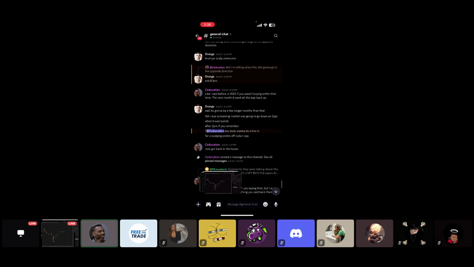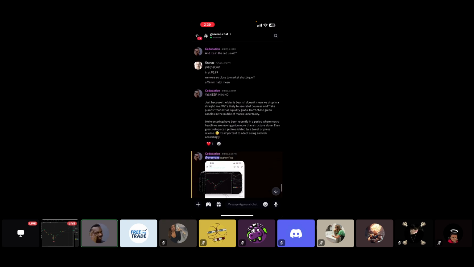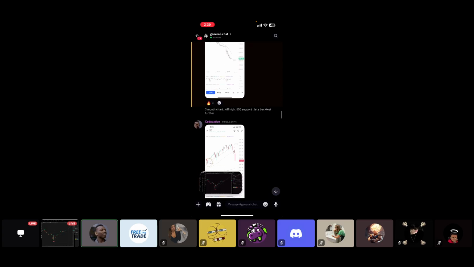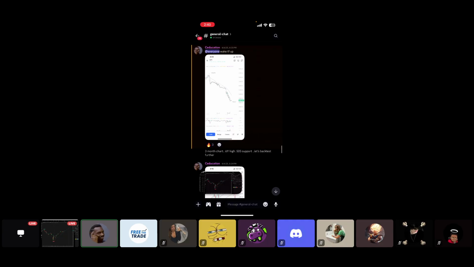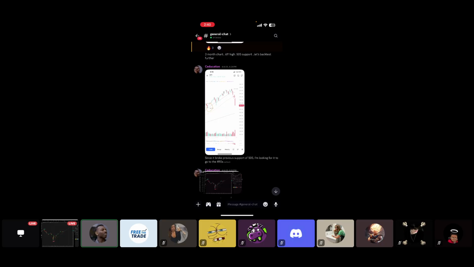I was back testing, looking at other times in history, and the price did exactly what it's doing now. So I'm gonna go to that exact date, April 7th. I'm showing SPY. I'm seeing this on April the 4th. 3-month chart, 611 high, 505 support. Let's back test further. Since it broke previous support of 505, I'm looking for it to go to the 490s.